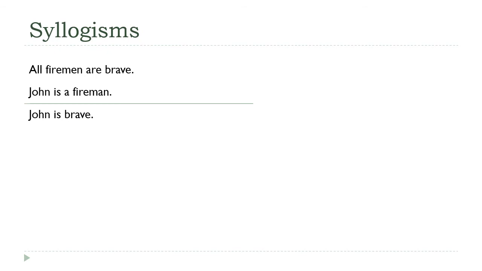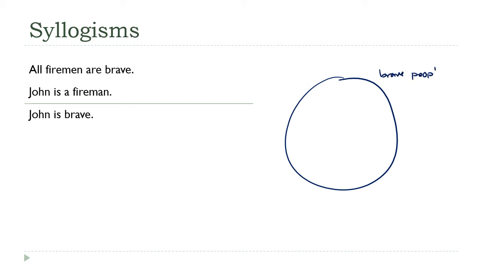So let's see how we can put these things together and use them to verify arguments. Again, I'm playing off of the same concepts here. We have all firemen are brave, so I'm going to start with brave people, kind of playing on these existing diagrams. Then I'm going to put one here for firemen. Then I'm going to locate John. John is a fireman, so I'm going to put John here in the fireman circle.